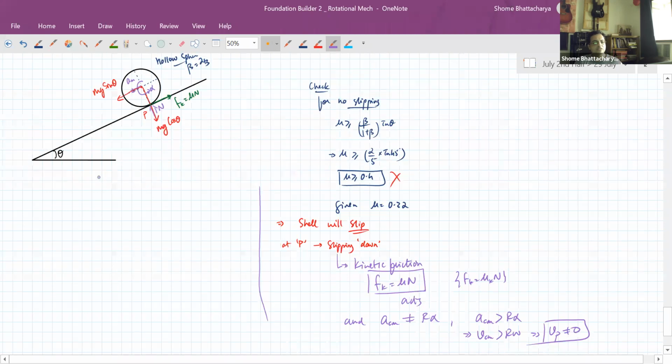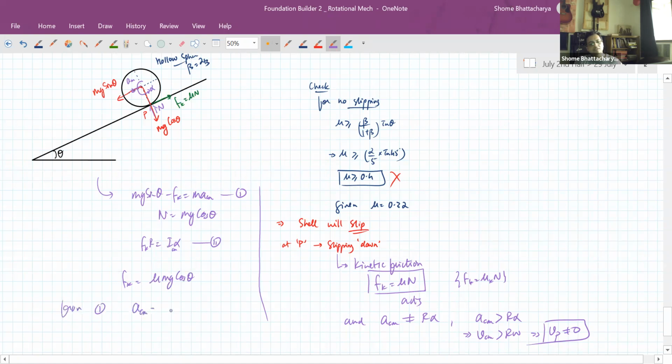For this FBD we'll have the force equation: mg sin theta minus kinetic friction is equal to M ACM. Normal reaction is obviously equal to mg cos theta, and we have kinetic friction into R equal to ICM into alpha. No third equation is required because kinetic friction is a known quantity: mu mg cos theta. From the first equation, we get the acceleration of the center of mass like a sliding body's acceleration, which you've seen in friction before: g sin theta minus mu g cos theta.